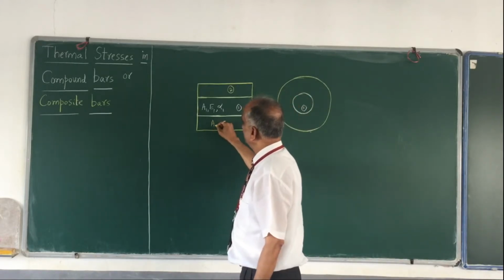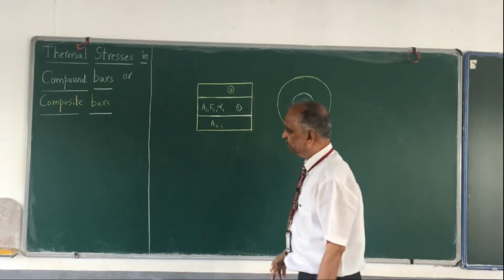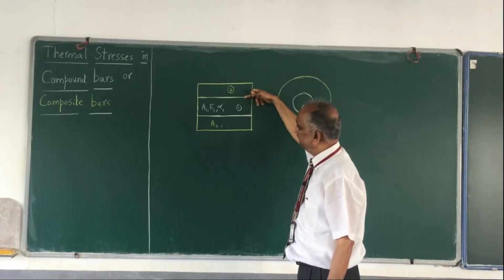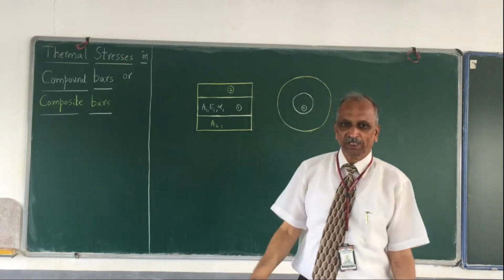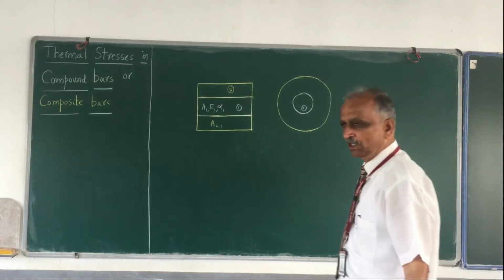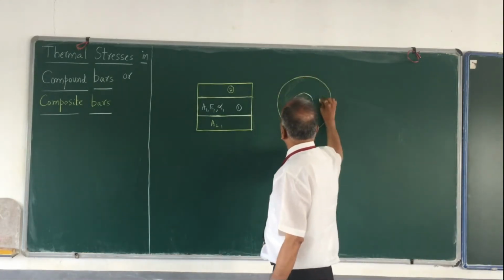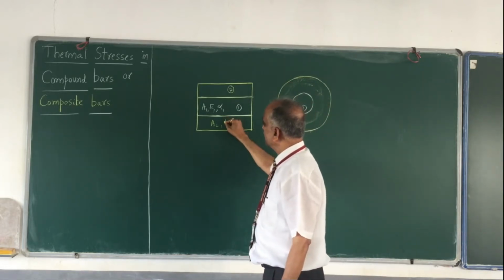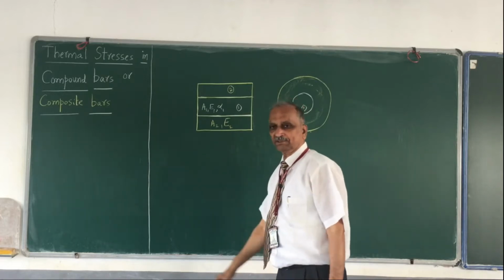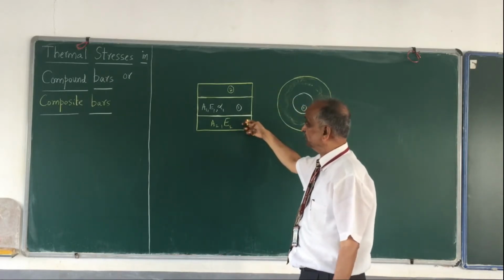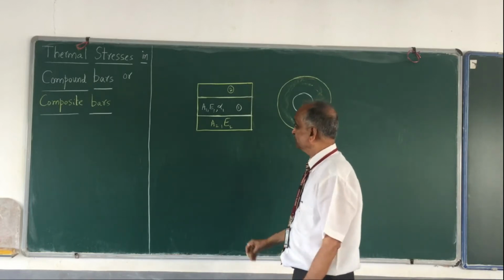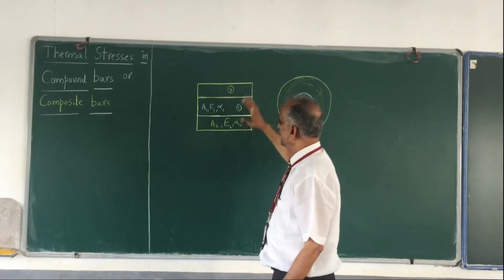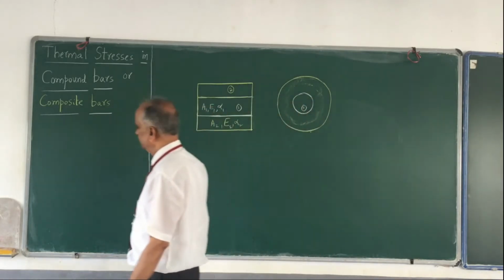So I have information about A2. A2 is pi by 4 into D2 squared minus D1 squared, if I call the outside diameter D2 and the inside D1. That will give you the cross-sectional area of this portion. Similarly, I know E2, the Young's modulus of elasticity of this material. This material and this material, both of them are different. And this is alpha 2, the material's coefficient of linear expansion.